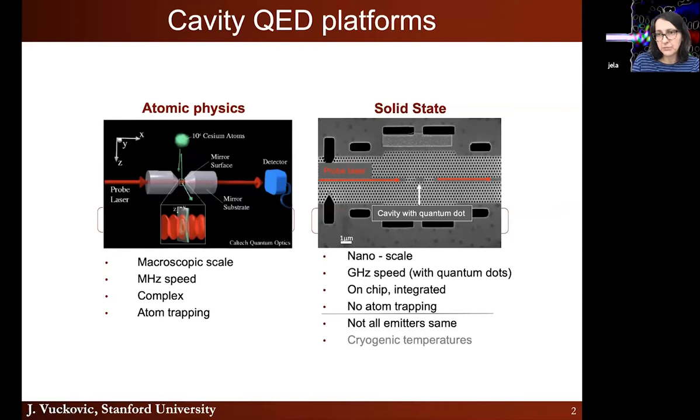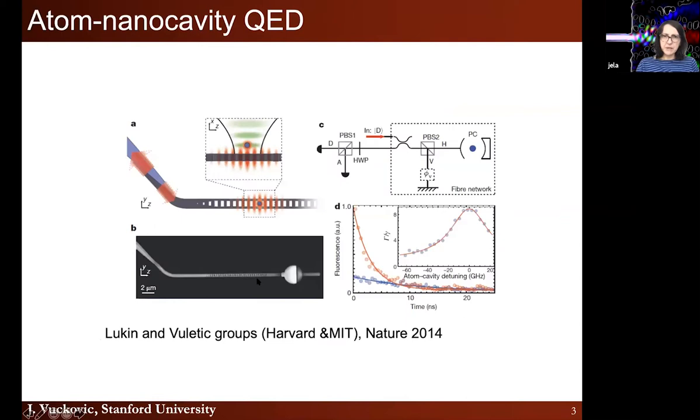So here are some pictures from recent experiments at Harvard and MIT, from the Vuletić group. I mean, there were even more recent experiments than that, but this was probably still pretty much state of the art in terms of the coupling. So they use, again, one-dimensional nanobeam photonic crystal cavities, and they trap atoms in the evanescent field of this mode.